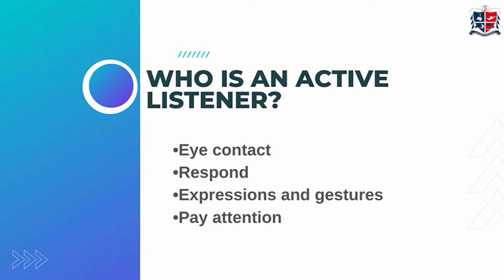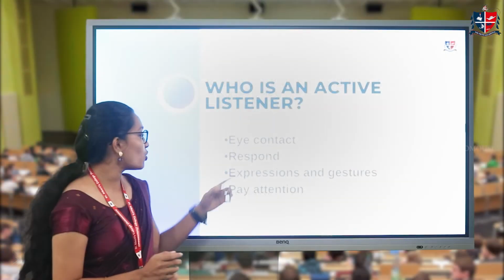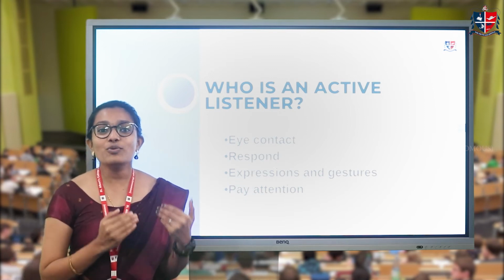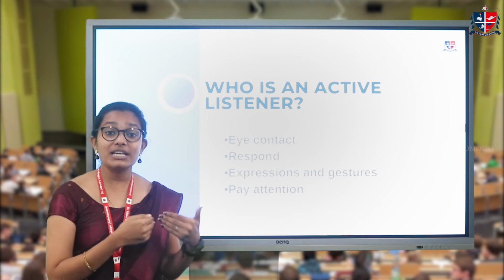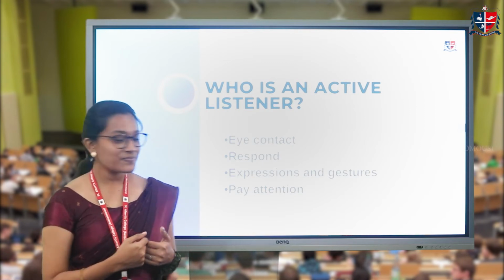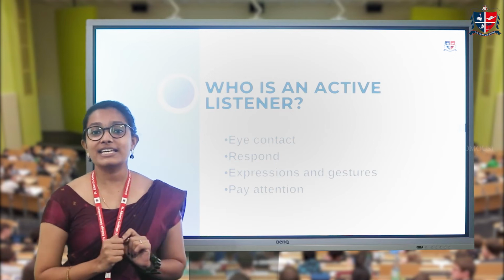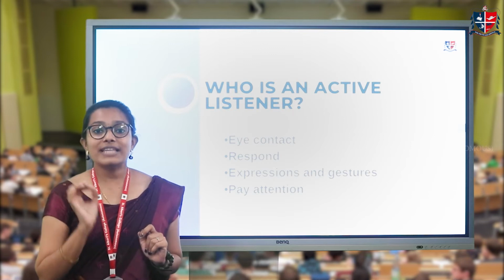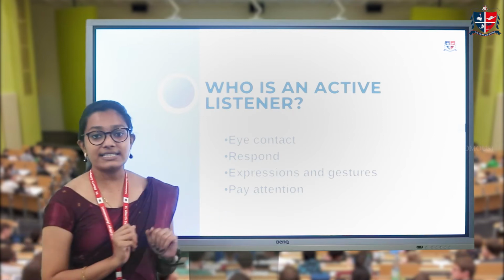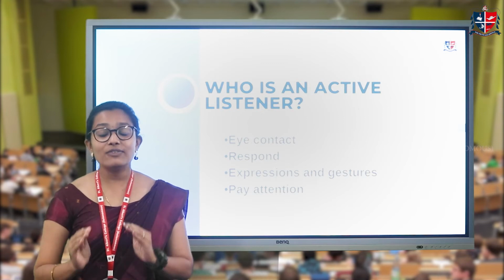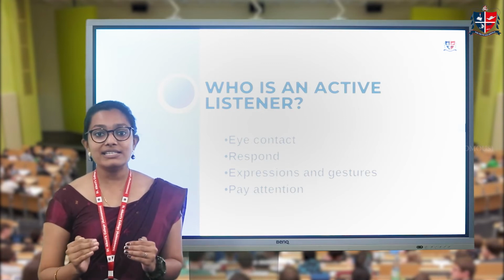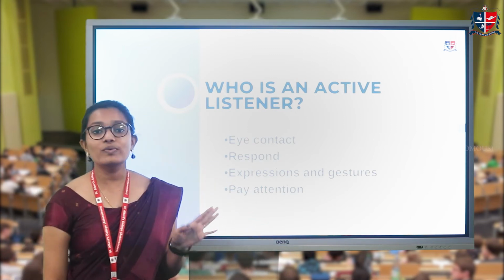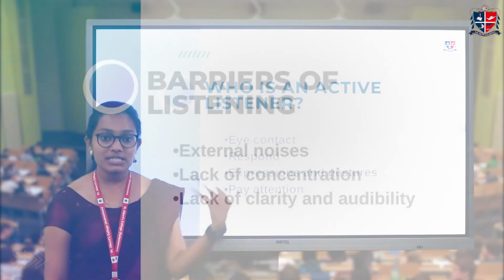In some classrooms, some students show all these three features just to make the speaker believe that they are listening. But the most important thing is to pay attention. Then only you will understand what the speaker is saying. So that is the most important feature of an active listener. When you are trying to be an active listener, you need to follow all those features. Then only you will be able to understand whatever the speaker is saying.